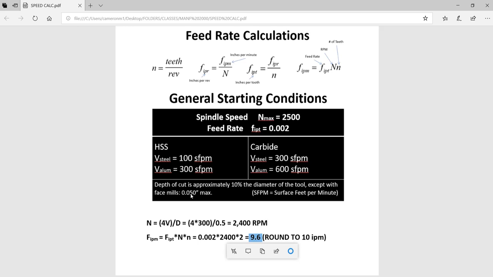So we're going to be cutting at 9.6. We're going to round that up for calculations and for when we do programming to 10 inches per minute. Typically, it's pretty safe to round it up to the nearest whole number, and that's what we're going to be doing in our case. But I just wanted to cover this with you guys, just a quick refresher.